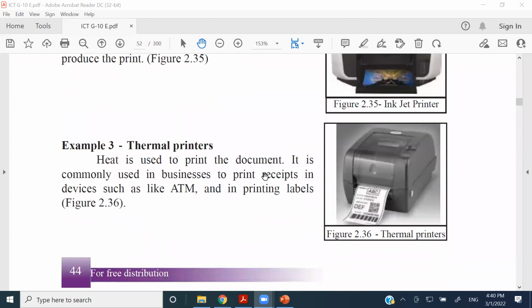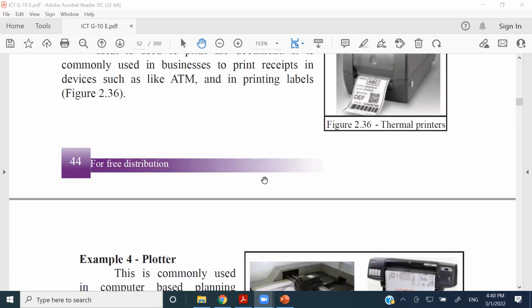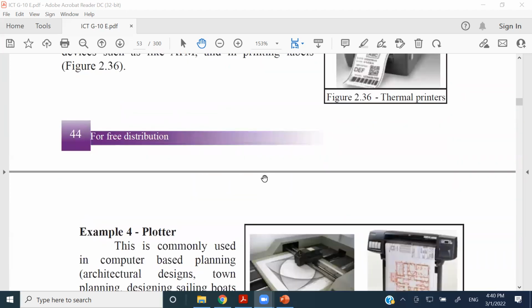And when it comes to the thermal printers, it prints with the help of heat, right? And these thermal printers are used to print small receipts, some labels, those kinds of things. They are not there to print the bigger hard copies, right? Because it's going to cost them a very, very big amount.